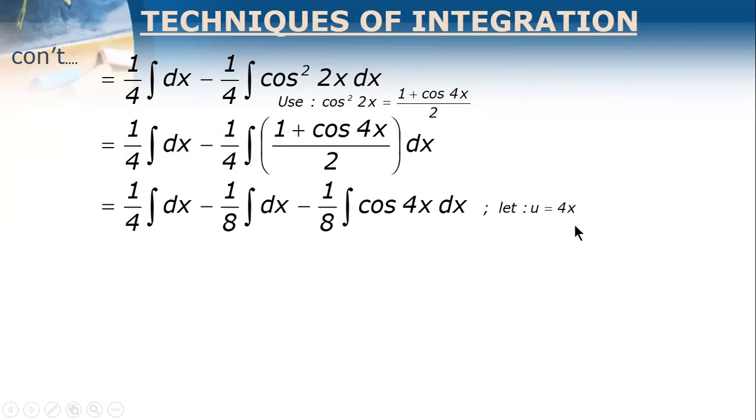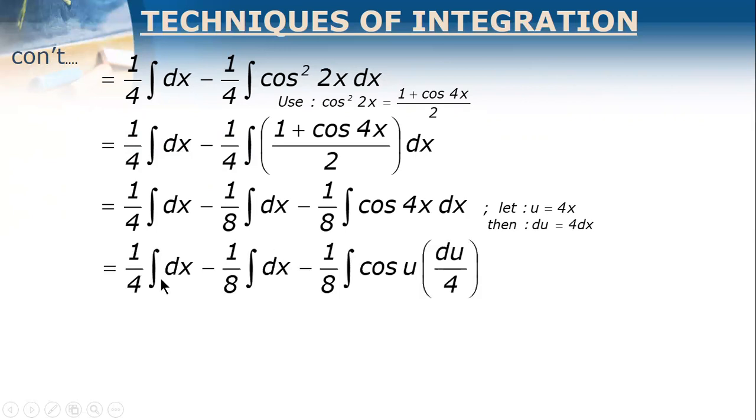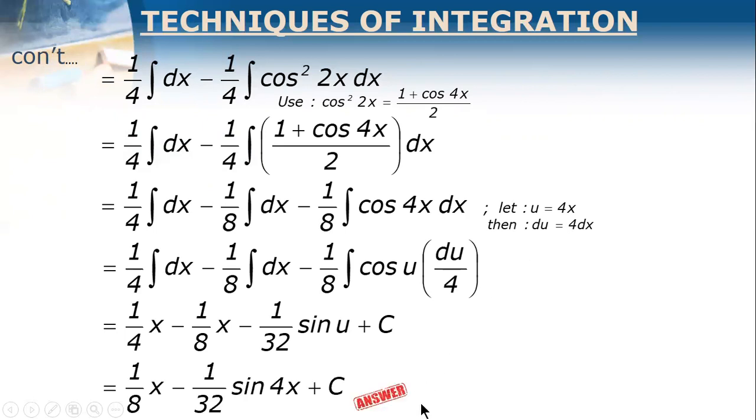So let u equal to 4x, du for dx, and then integrate. And finally, you have this: 1/4 x minus 1/8 x minus 1 over 8 times 1/4, 1 over 32. Integral of cosine u is sine u. And then you replace u by 4x. So 1/4 minus 1 over 8 is equal to 1 over 8.